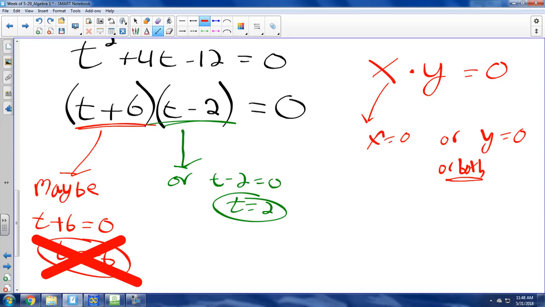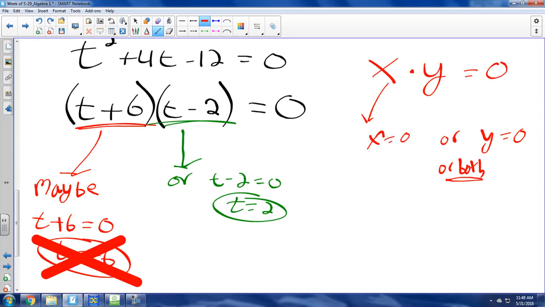Mathematically, it has a reason. There's a reason for that negative 6, and I can show it to you. I won't do it on this video, but I can show it to you. But in the actual problem, t equals negative 6 would be 6 seconds in the past. And we're not going to hit the ground 6 seconds in the past before we jump, right?